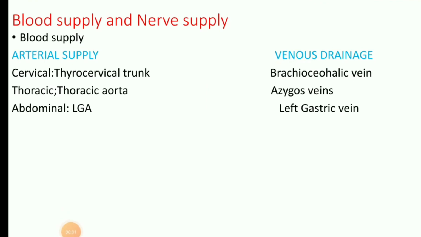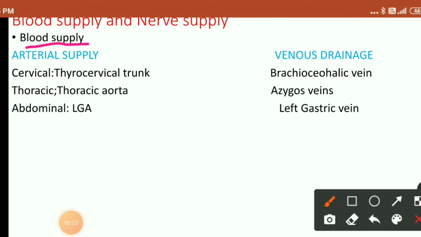We have come to the final part of today's discussion, which is the blood supply and nerve supply of esophagus. We know that the esophagus has been divided into three divisions, mainly cervical, thoracic and abdominal. And remember that each of these three divisions has separate blood supply and nerve supply. So under blood supply we are mainly discussing arterial supply and venous drainage.